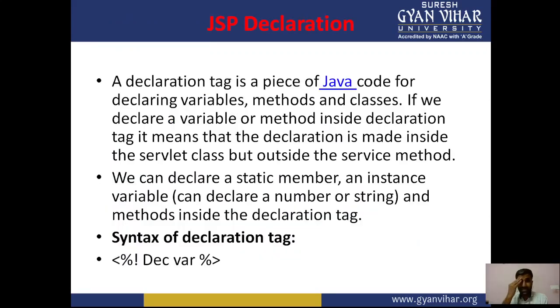JSP declaration. Declaration is a piece of Java code for declaring variables, methods, and classes. If we declare a variable or method inside the declaration tag, it means that the declaration is made inside the servlet class but outside the service method. So we can declare a static member or an instance variable. We can declare a number of strings and methods inside the declaration tag.